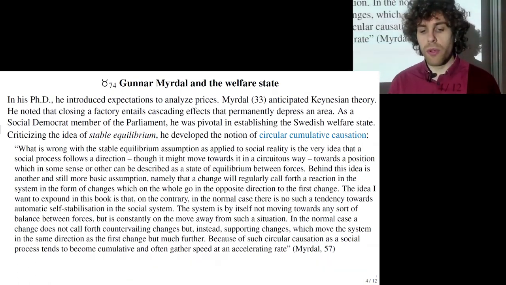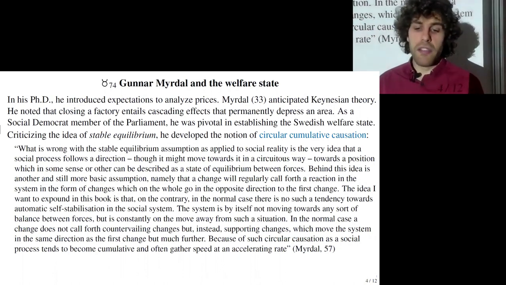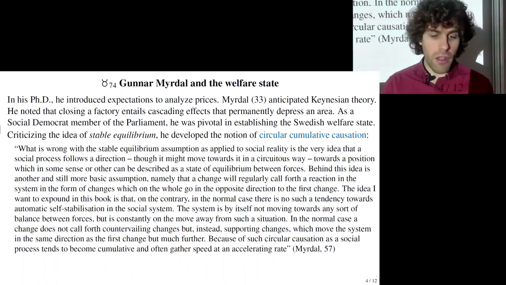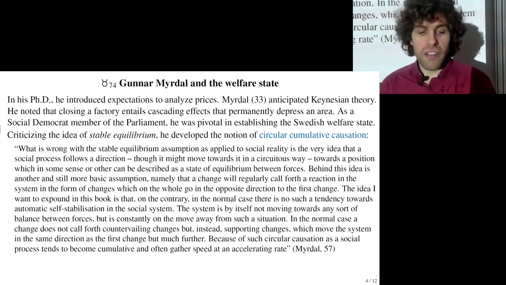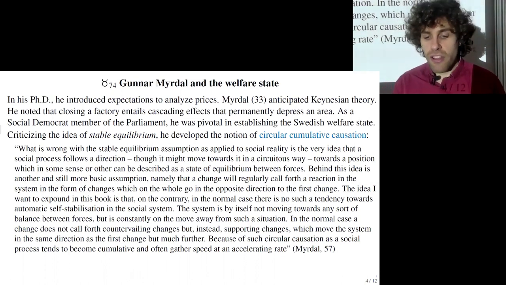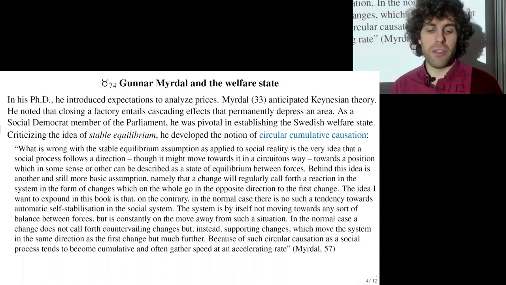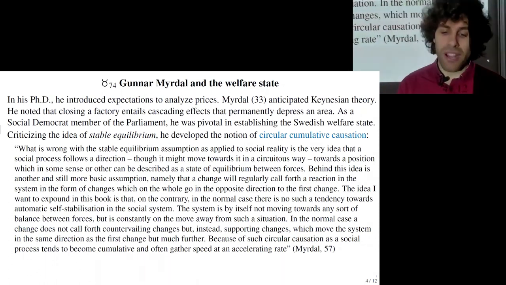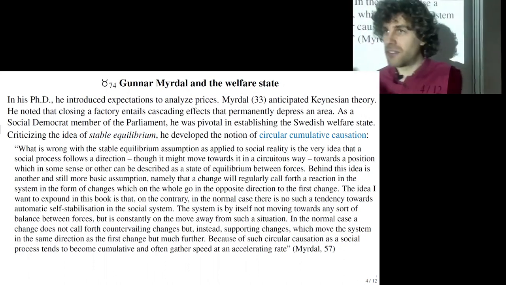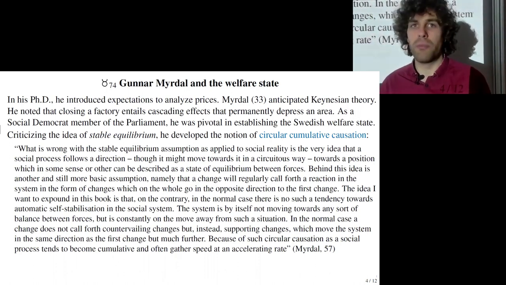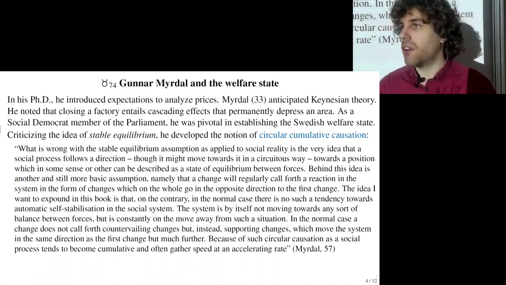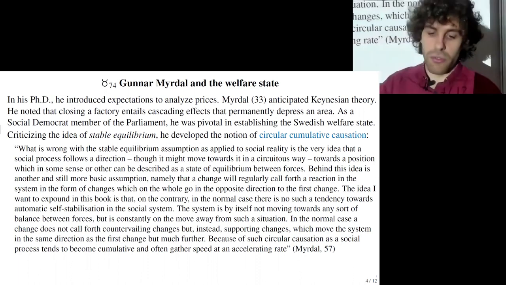What is wrong with the stable equilibrium assumption as applied to social reality is the very idea that a social process follows a direction, though it might move towards it in a circuitous way, follows a direction towards a position which in some sense or other can be described as a state of equilibrium between forces. Behind this idea is another and still more basic assumption, namely that a change will regularly call forth a reaction in the system in the form of changes which on the whole go in the opposite direction to the first change. I think the style is not so good, but it says that the idea behind the stable equilibrium assumption is that there will be balancing forces in reaction to a force.